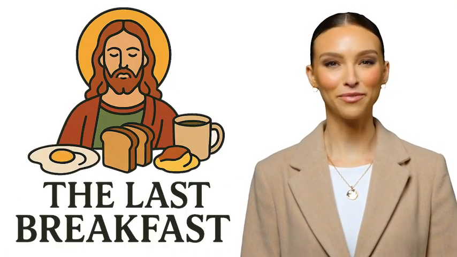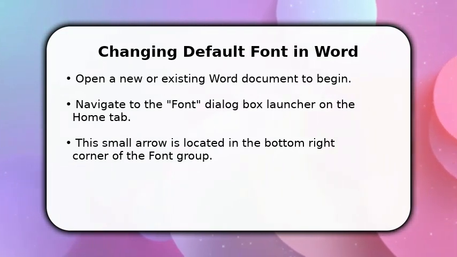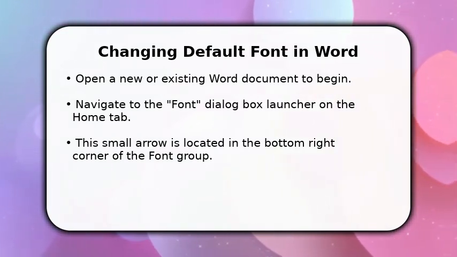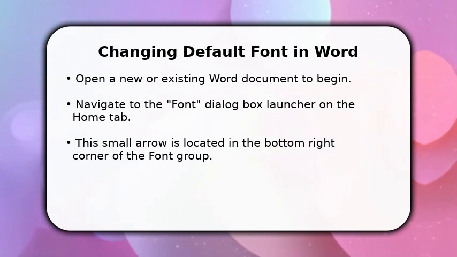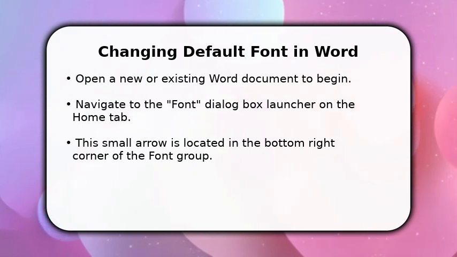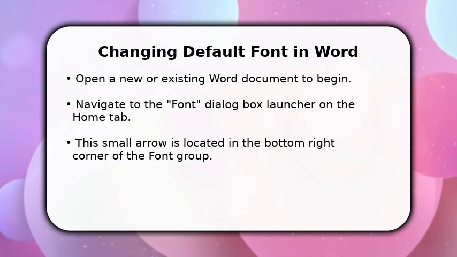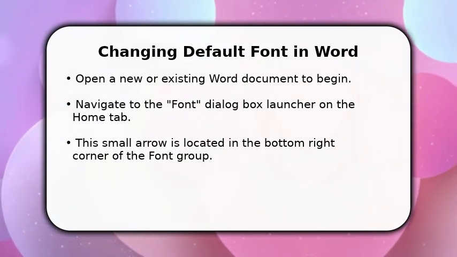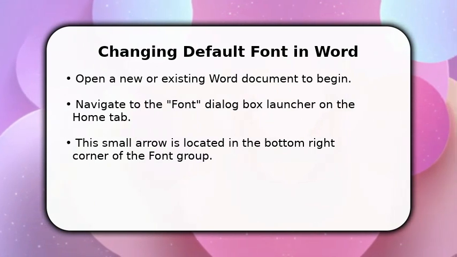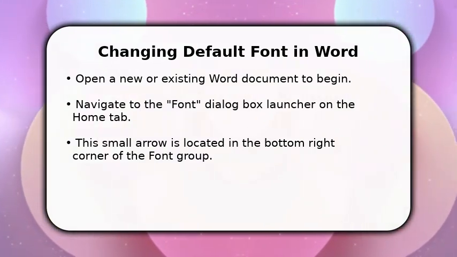Please enjoy the video. In this video, I will explain how to change the default font in Word. First, open any Word document, whether it's a new blank page or an existing file. Then, look for the Home tab at the top of your screen. Within the font group on this tab, you'll find a tiny arrow in the bottom right corner. Clicking this small arrow will open the font dialog box, which is our first step towards customizing your document's appearance.